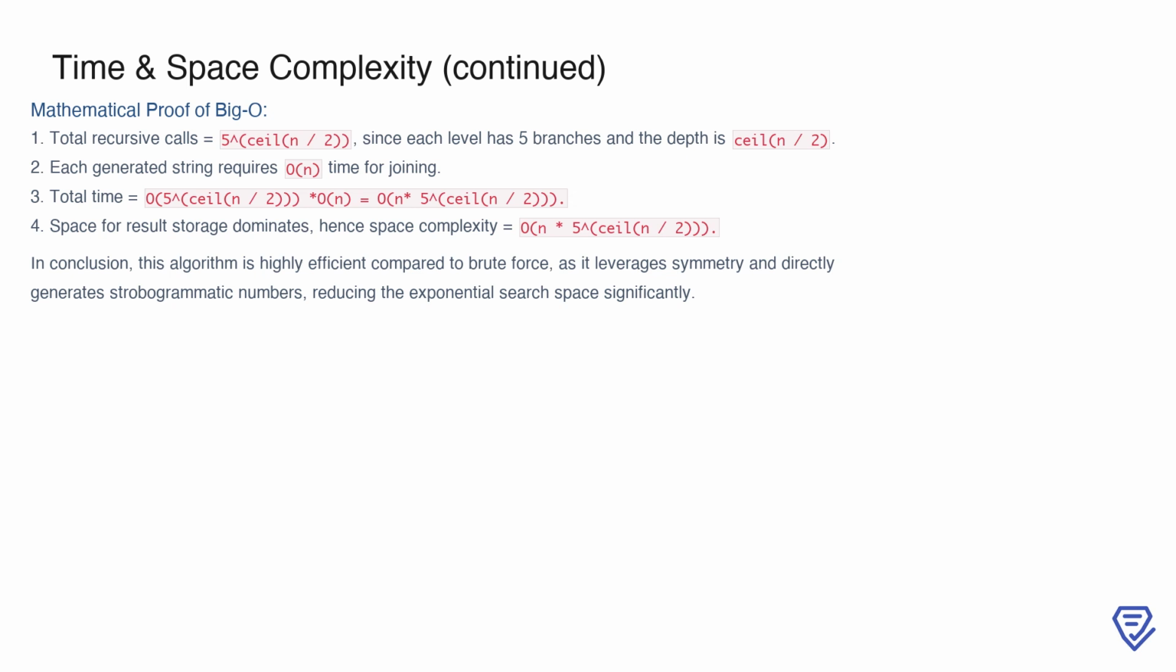For each generated number, the string construction step adds an O(n) cost. Multiplying these two factors gives us a total time complexity of O(n * 5^⌈n/2⌉). On the space side, the result storage dominates, requiring O(n * 5^⌈n/2⌉) space for all generated strings. This efficiency stems from leveraging symmetry and directly generating valid strobogrammatic numbers, avoiding the exhaustive search space of brute force methods. As a result, the algorithm achieves a significant improvement in both time and space efficiency.